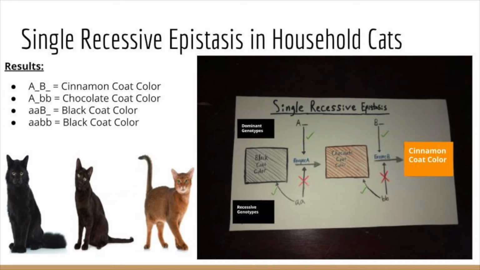Additionally, if we have a household cat who expresses a homozygous recessive A genotype, but has a dominant B allele in this genotype, enzyme A will be masked, which halts continuation down the pathway at the first locus. This results in the expression of the black coat color phenotype. The same information applies if a household cat represents both homozygous recessive A and B alleles in its genotype, where again enzyme A is masked, resulting in expression of the black coat color phenotype.